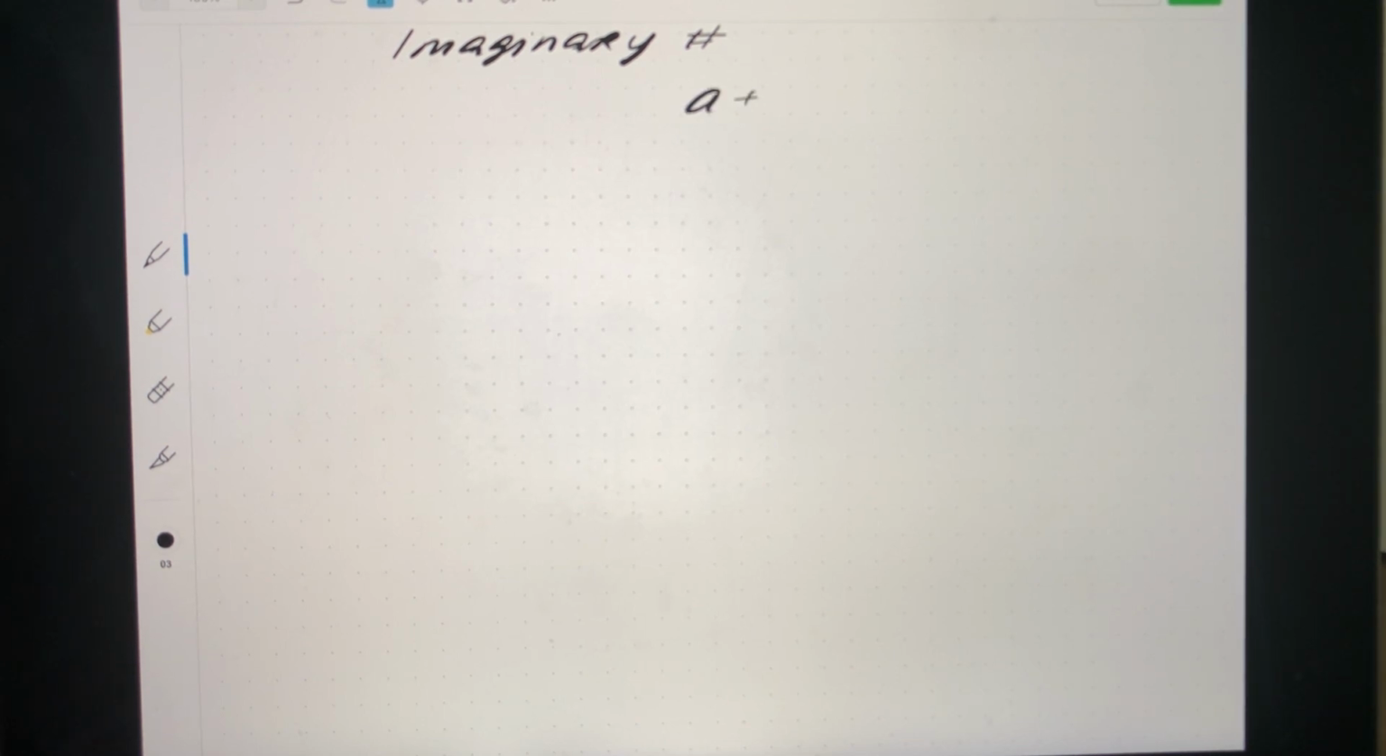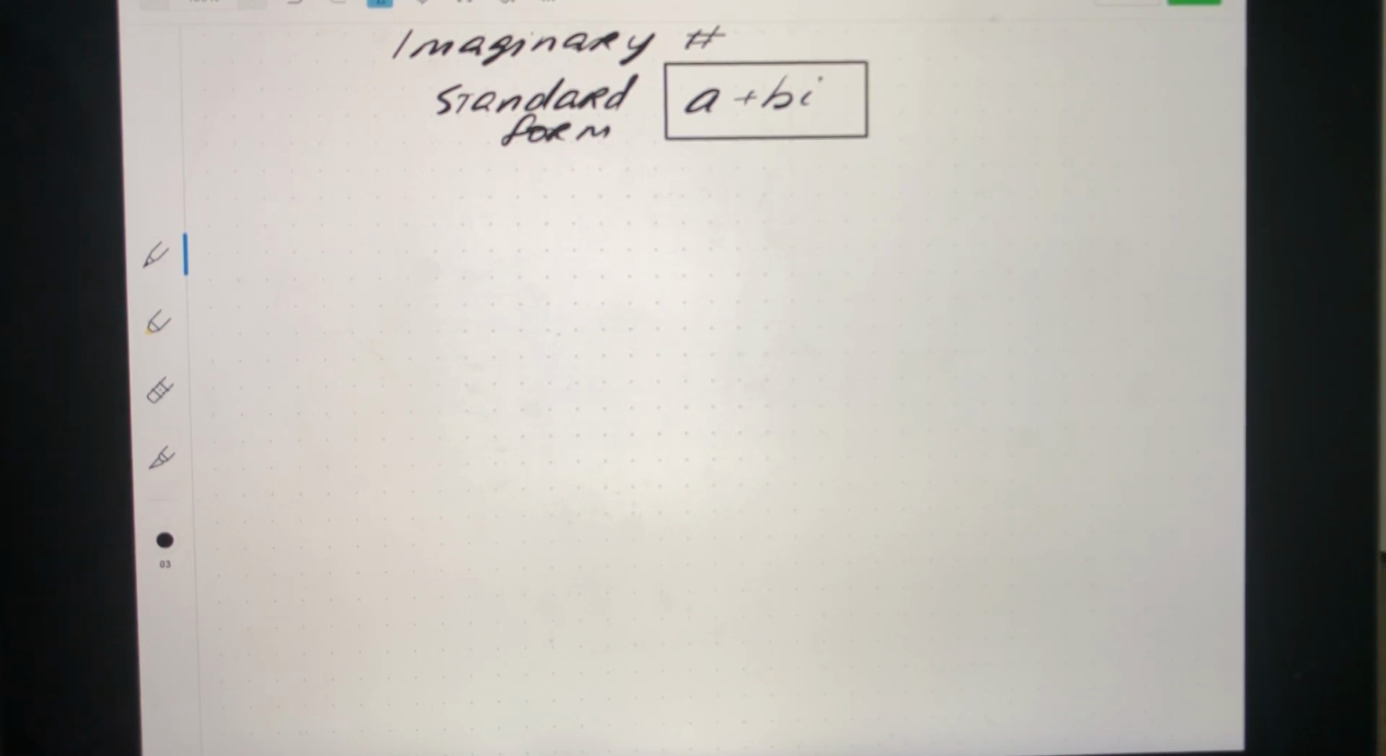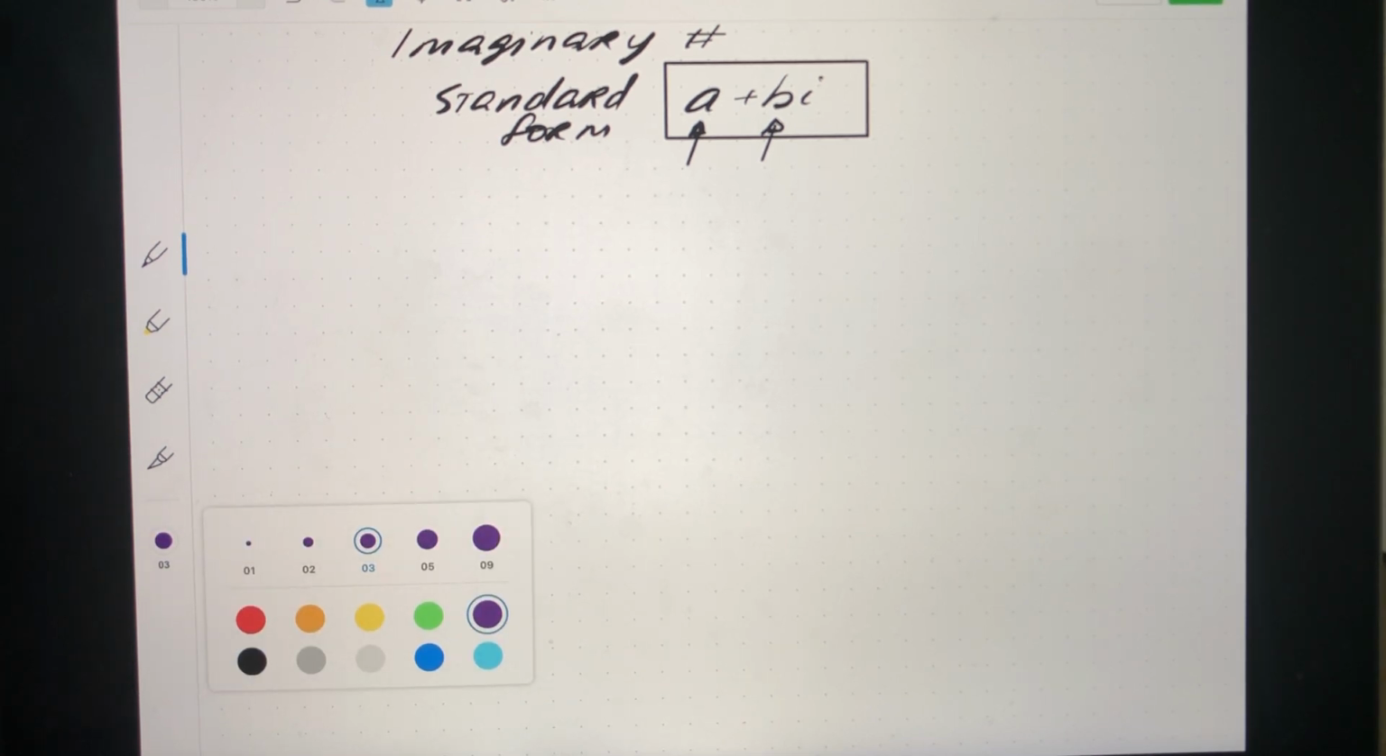a plus bi. So all of our answers, whether we do the work by hand or with a calculator, have to be in the standard form for imaginary numbers. And that standard form is exactly a plus bi. So there should be some number without the i, some number with the i, and they should be separated by plus or minus. So just for example, let's suppose we have two numbers.